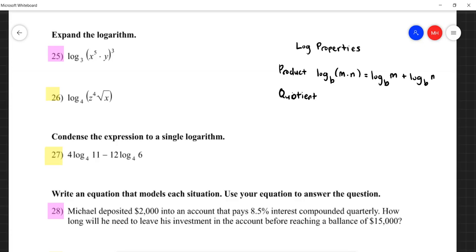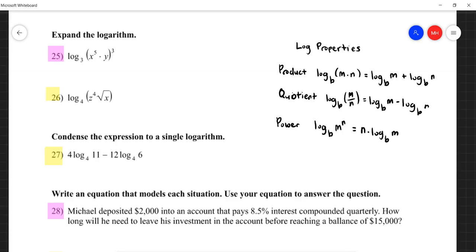Quotient is division. Log base b of m divided by n, and we can split this with subtraction. So log base b of m minus log base b of n. And then the last one that we have is our power rule. This is for exponents. So if we have log base b of m to the n, our exponent would slide to the front, and now we have n times log base b of m.